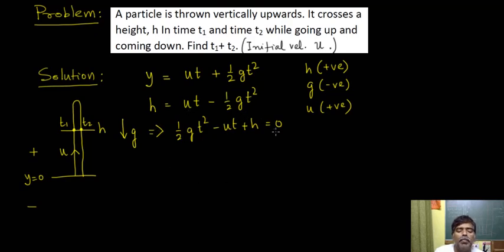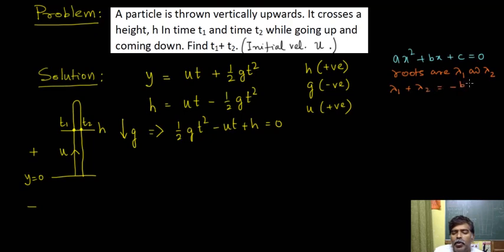Now here you must apply the theory of equations. Suppose ax square plus bx plus c is equal to 0, and the roots are lambda 1 and lambda 2. Then lambda 1 plus lambda 2 is minus b over a, and the product of roots is c by a, which we don't need here anyway.